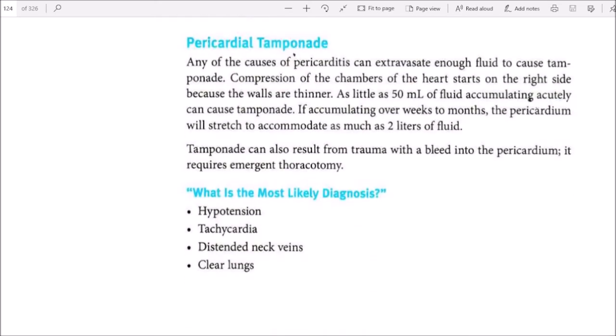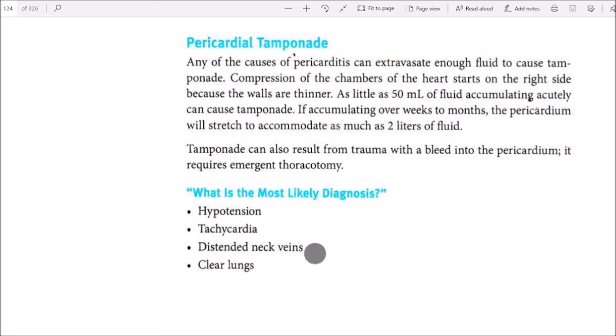Pericardial tamponade. Any of the causes of pericarditis can extravasate enough fluid to cause tamponade. Compression of the chambers of the heart starts on the right side because the walls are thinner. As little as 50 ml of fluid accumulating acutely can cause tamponade. If accumulation occurs over weeks to months, the pericardium will stretch to accommodate as much as 2 liters of fluid. Tamponade can also result from trauma with a bleed into the pericardium. It requires emergent thoracotomy.